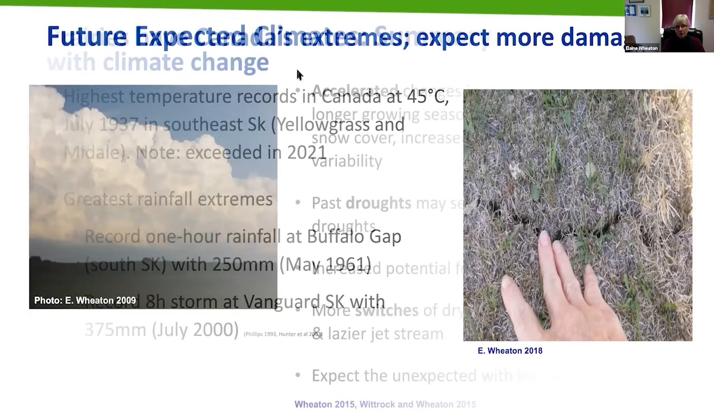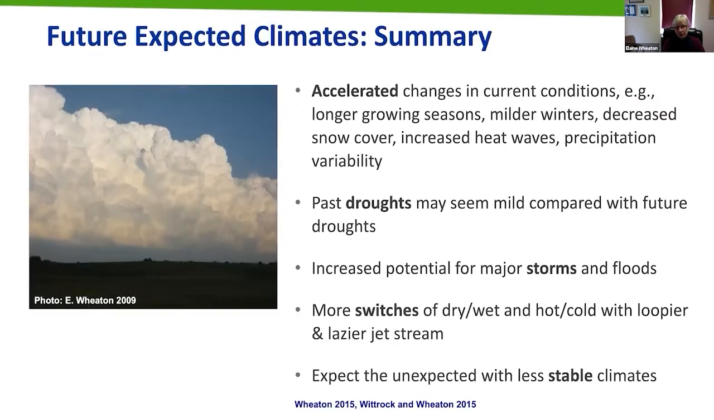So I want to summarize now what we expect in future climates. So this is just a summary of many of the details. So accelerated changes in all those items that I mentioned. And you have the list here. You have a very strong indication that past droughts could seem even mild compared with our future droughts. Increased potential for major storms and floods, again, is linked to changes in the jet stream pattern and the westerly waves. More the switches of wet and dry, again, you can blame the jet stream. And a destabilization of the climate occurring. And it'll be really amazing to see what sort of extremes we'll see.